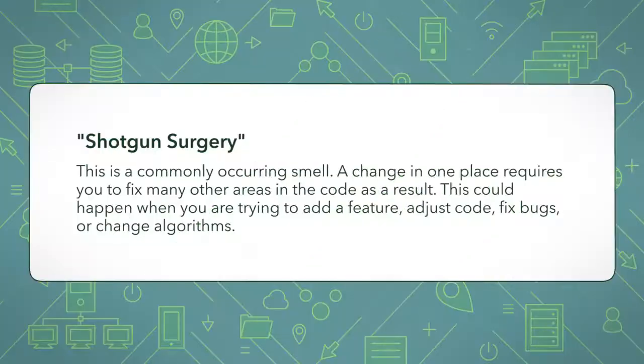This code smell is called shotgun surgery, where, to make a change, you have to take a shotgun to your code and then deal with all the splatter effect. Violent, I know. We didn't name these smells, we're just presenting them to you. This is a commonly occurring smell. A change in one place requires you to fix many other areas in the code as a result. This could happen when you're trying to add a feature, adjust code, fix bugs, or change algorithms.